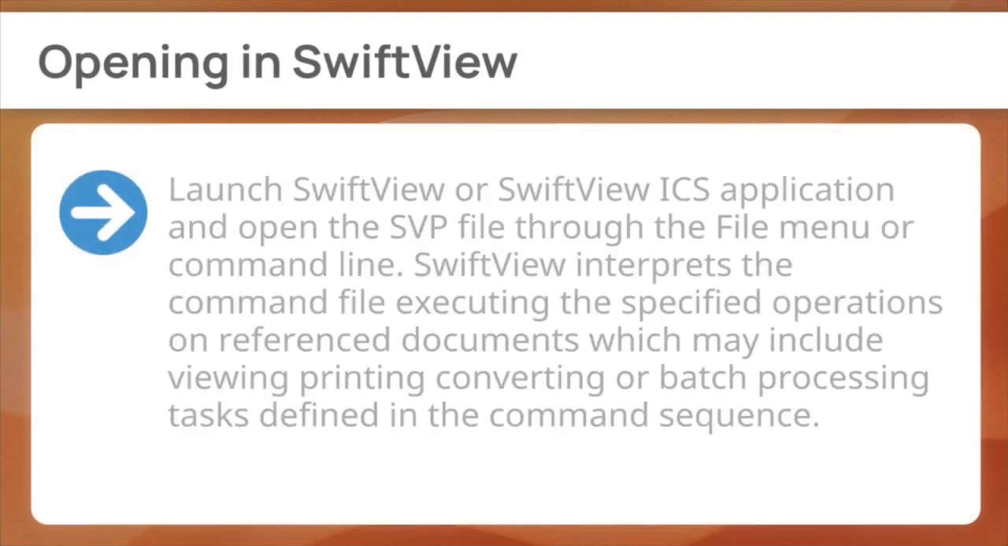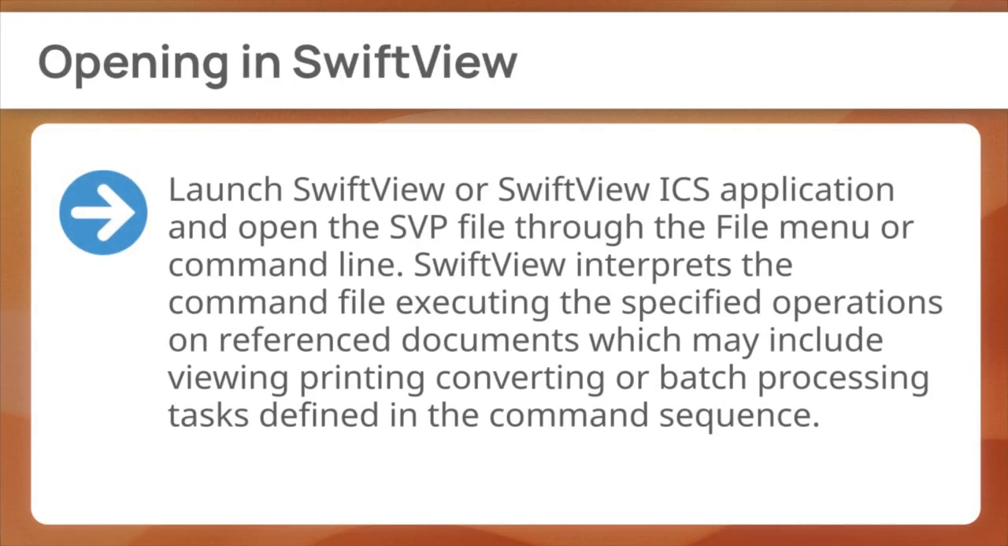First, opening in SwiftView. Launch SwiftView or SwiftView ICS application and open the SVP file through the File menu or command line. SwiftView interprets the command file, executing the specified operations on reference documents, which may include viewing, printing, converting, or batch processing tasks defined in the command sequence.